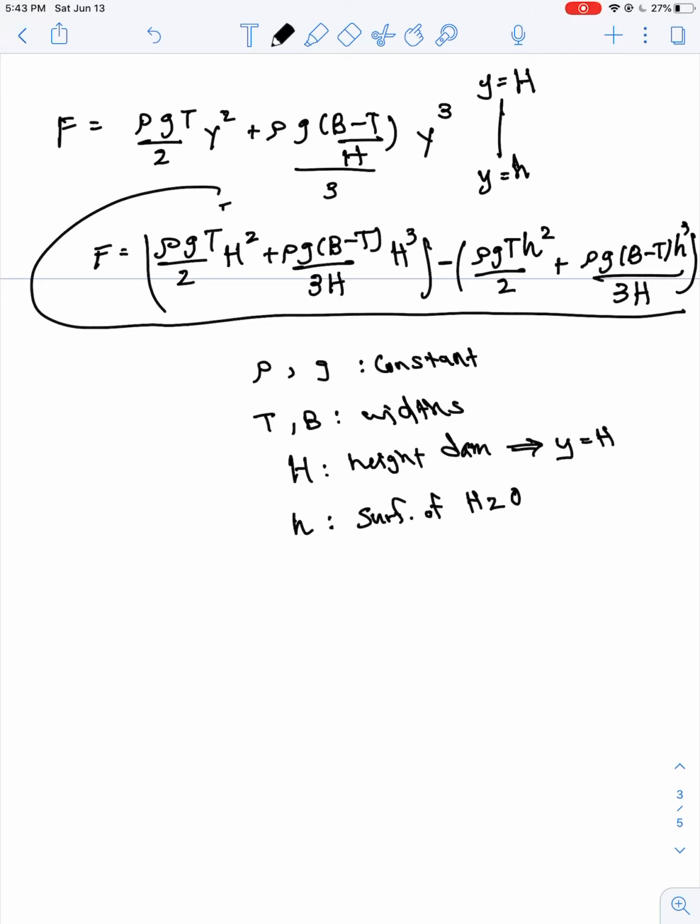Using this equation, this is the expression for the horizontal force exerted by the water on this trapezoidal dam, knowing the top and bottom widths of the dam as well as the total height and the surface of the water.